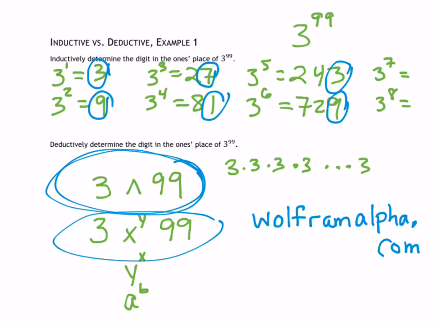All right, so you may want to try this inductively first, try to see if you can find a pattern and predict the digit in the ones place, and then go on and maybe use that tool, that calculator, and you can actually see if your prediction was correct.